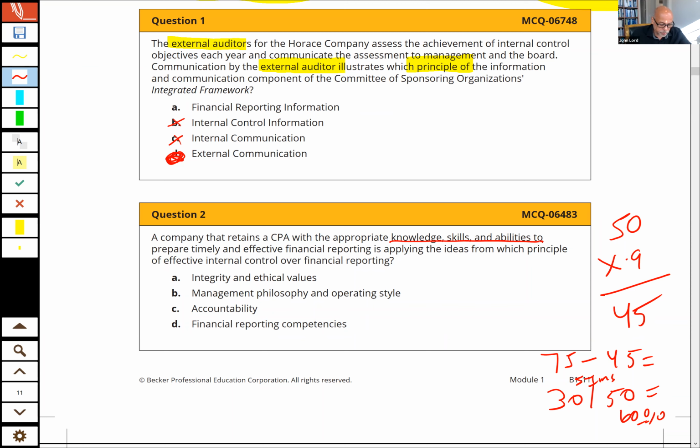Is applying the idea from which principle of effective internal control over financial reporting? Now this gets a little bit funky in that they start to talk about an objective, but the things that they list here are what? Are control environment and activities and/or principles, I should say. And what we're talking about is what? What would happen in the control environment to employ those that have the appropriate knowledge, skills, and abilities, then we're looking at what? We're looking at competencies, okay? Now, what makes this question a little bit hard is all of these things that they listed were what? Were under the control environment component. And so you really needed to look to these words here to understand that we were talking about competencies.